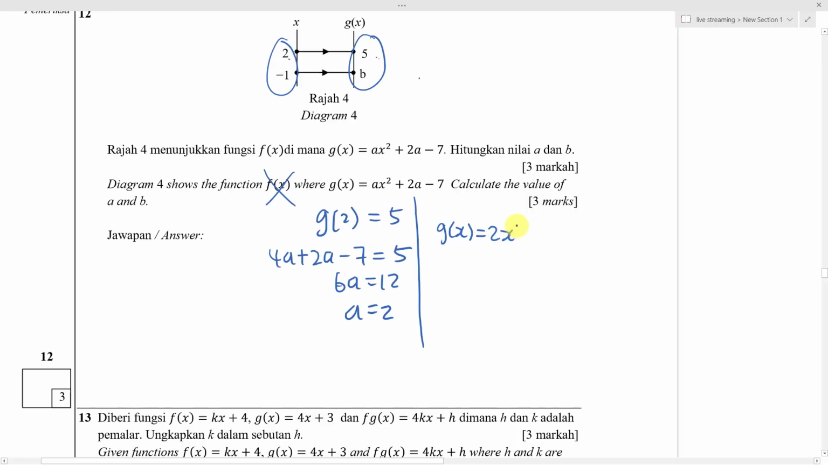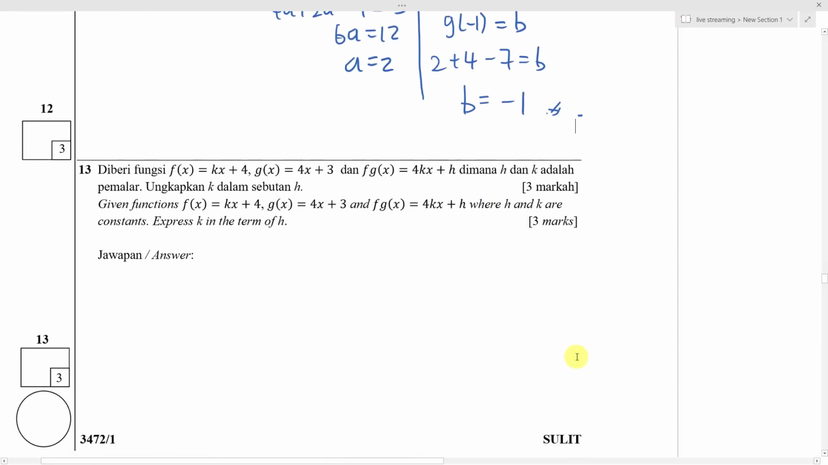Then I will do the same thing after I sub in my equation again. So this one should be 2x squared plus 4 minus 7. Then the second one tells me g of negative 1 equals to b. So I substitute negative 1 into x here. So 2 plus 4 minus 7 equals to b. Then b is basically negative 1. Just like that. This one is kind of simultaneous, but actually doesn't substitute the equation back into each other. So for me, it's not really simultaneous, but it's fine.